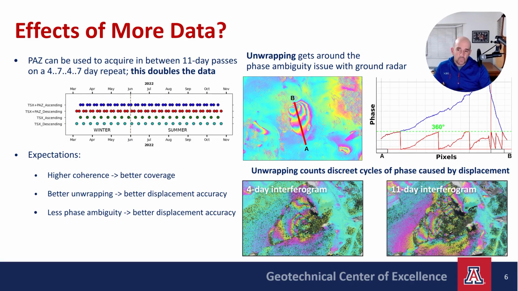So in essence, what we're saying is if we have a simpler job with unwrapping, then our counting of these cycles will be better. And if our counting is better, then we will underestimate the displacement less. So that's the biggest issue with poor unwrapping: an underestimation of the displacement. It's pretty hard to overestimate the displacement.